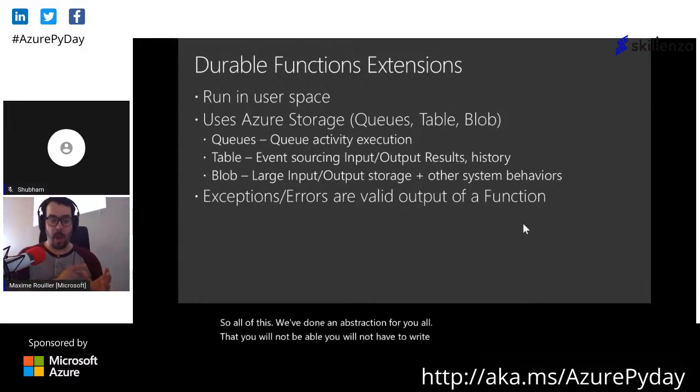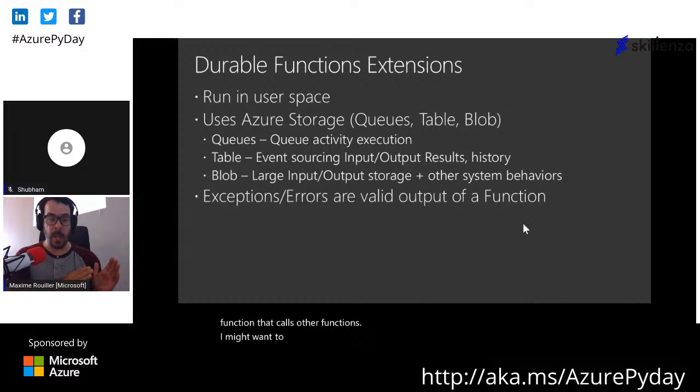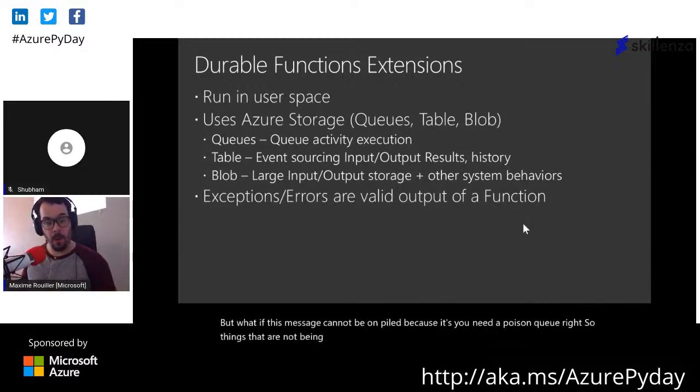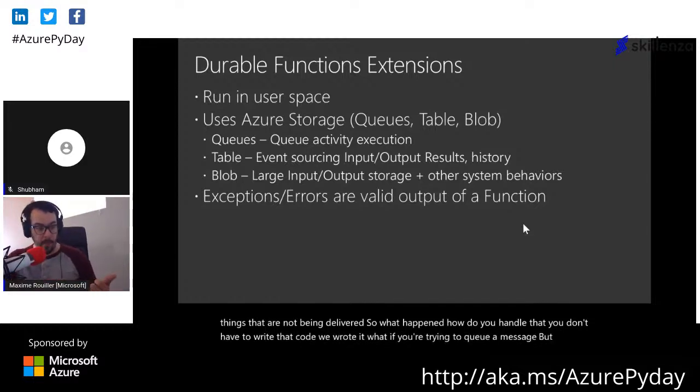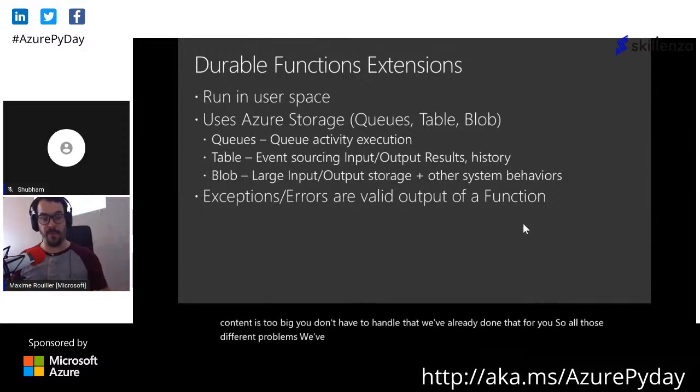so that you will not have to write all this code. If I wanted to write a function that calls another function, I might want to have function A queue a message and function B unpile that message. But what if this message cannot be unpiled? You need a poison queue, right? So things that are not being delivered, how do you handle that? You don't have to write that code. We wrote it. What if you're trying to queue a message, but the message content is too big? You don't have to handle that. We've already done that for you. So all those different problems, we've solved them for you. They're all in Durable Functions.